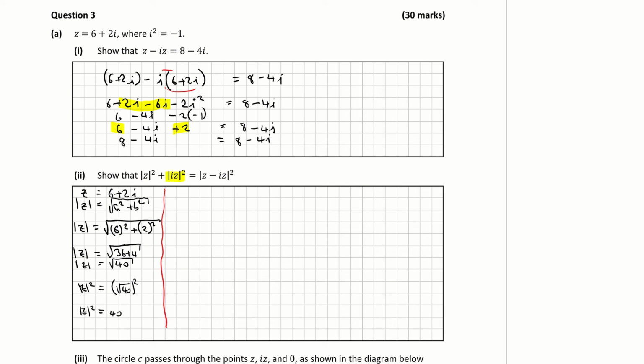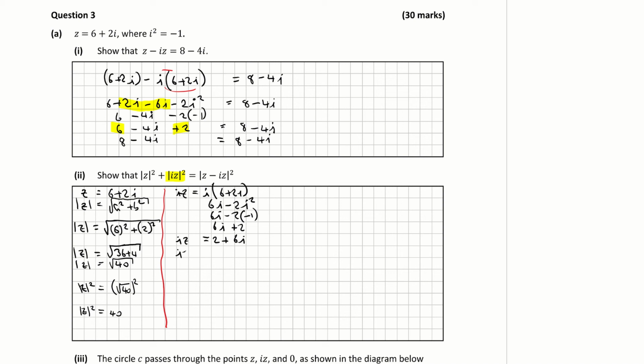Now, go back up to the top of the question here, part 1. Do we know what i times z is? We do. We part worked it out. Well, we had a minus in front of it, so let's do it again. So iz is i times 6 plus 2i. Multiplying in the i, you get 6i plus 2i squared. 6i minus 2 times minus 1. 6i plus 2. Rearrange it, real part first, so 2 plus 6i. So that's the value of iz.